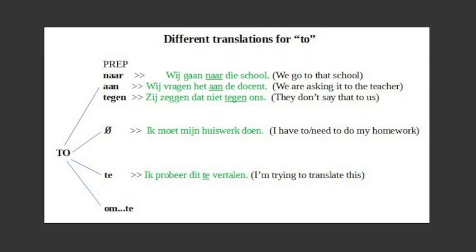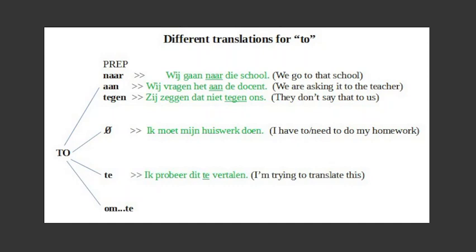If you want to translate "ask to", you use "vragen aan". The example sentence is, wij vragen het aan de docent. If you want to translate "say to" in Dutch, you use "zeggen tegen". The example sentence is read as, zij zeggen dat niet tegen ons.